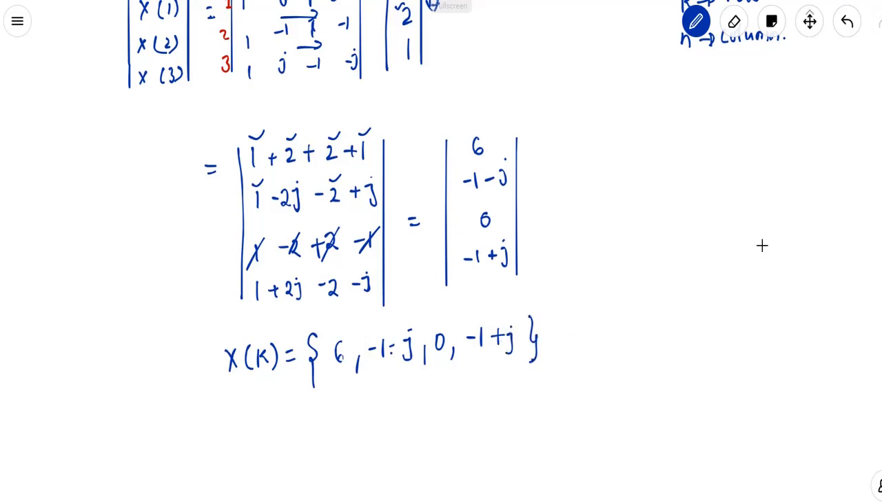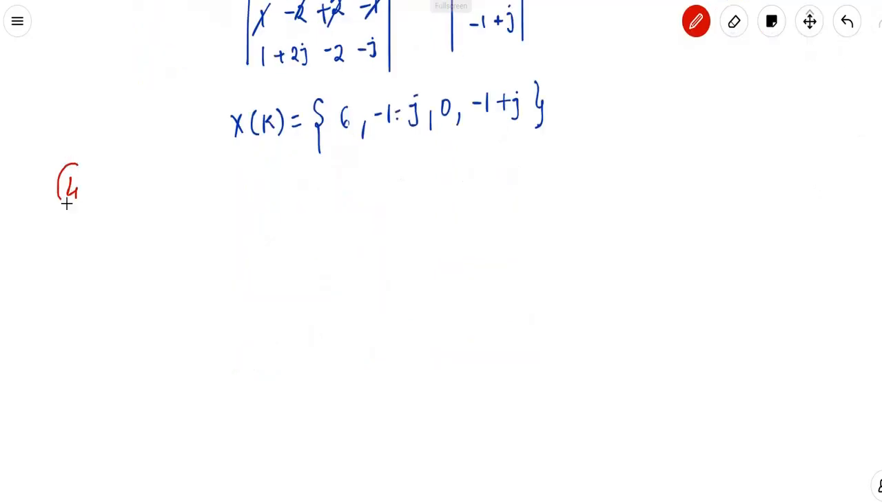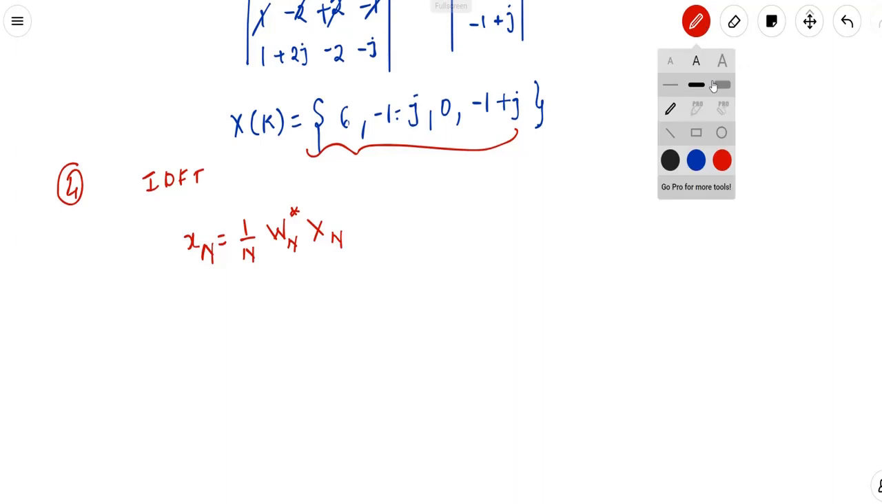Now we will go for the next problem, that is the fourth problem. We will take the same sequence and calculate the IDFT of it using the matrix method. First we will write the equation for that. For the IDFT, x of n is equal to 1 by N times the conjugate of x of n. So this is the equation for IDFT.